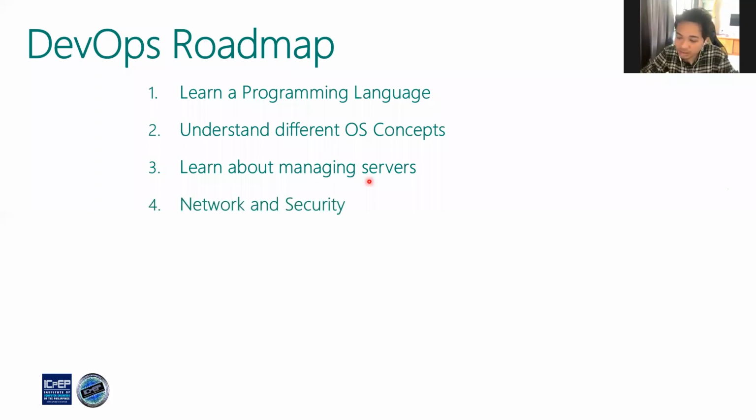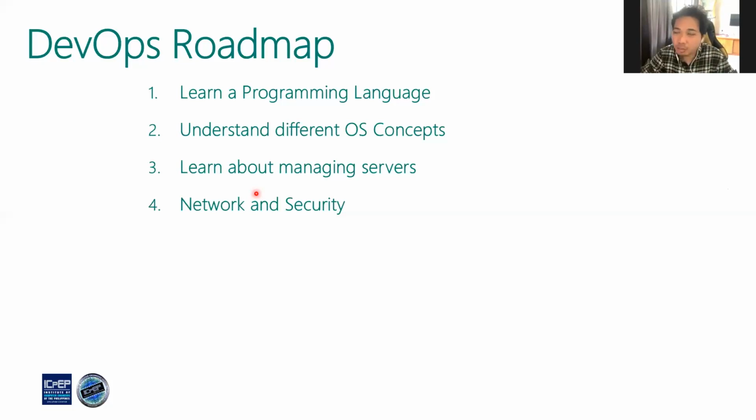Next is network and security. So dito na papasok yung mga DNS, OSI model. So kung meron kayong Cisco subjects or Cisco courses, definitely na-encounter nyo na OSI model. So anything related about network and security, paano ipoprotect firewalls, security groups, those things. Okay, have an idea of those.